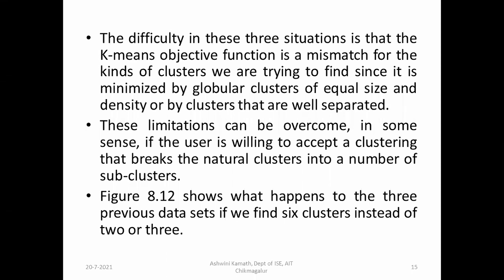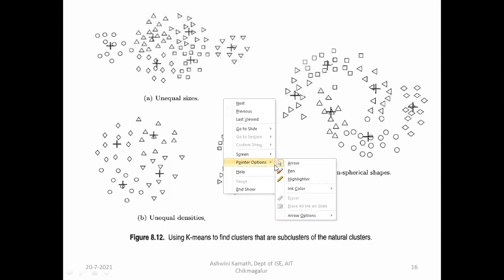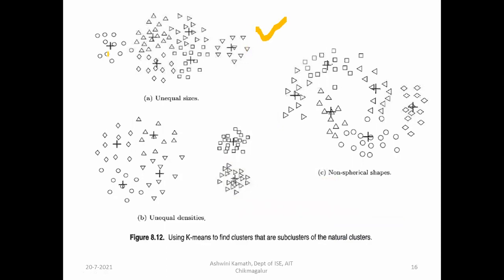Figure 8.12 shows what happens to the 3 previous data sets if we find 6 clusters instead of 2 or 3. You can notice that this larger cluster is divided into 4 clusters. That is figure A. It has created 6 smaller clusters. At least these two are retained, right? Earlier it was mixing with the larger one, right? Now it has retained these two, and this larger cluster is divided into 4 clusters. So, total 6 clusters.